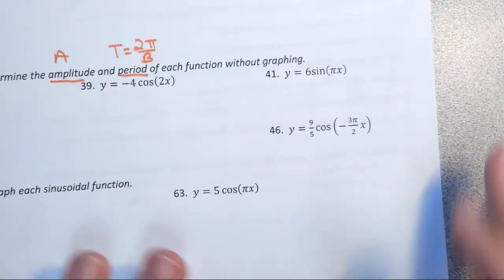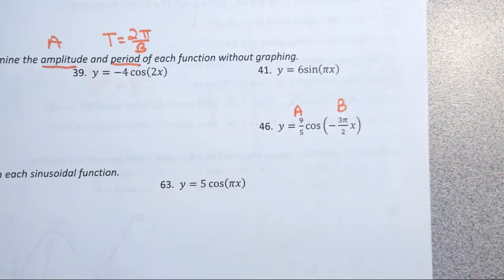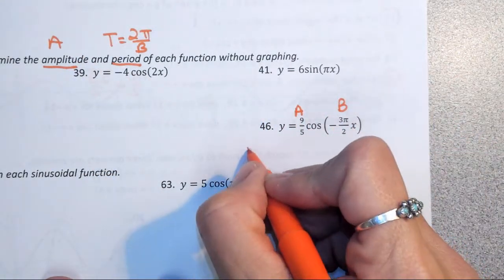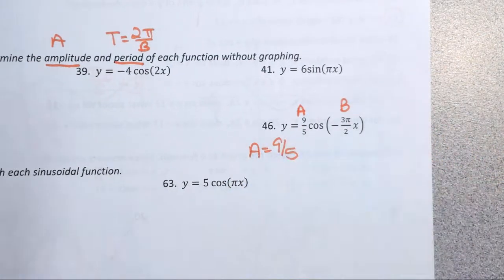All right, so on 46, let's go label. This is A, and this is B. I don't have an H. I don't have a K. So they want me to find the amplitude. Well, we just labeled it. What's the amplitude? 9 over 5. Perfect. Done.